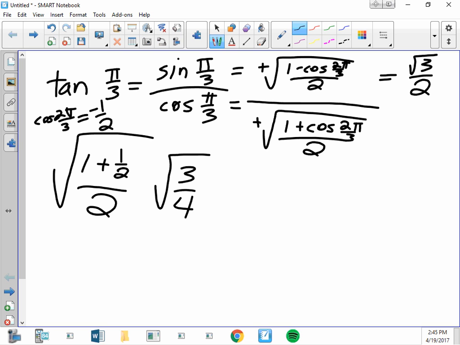Now here, the cosine was negative, so we added. So this one will be 1 minus 1/2 over 2. What is 1 minus 1/2? 1/2. 1/2 divided by 2? 1/4. The square root of 1/4? 1/2. So this one is 1/2, and when you flip it, nope, just root 3.